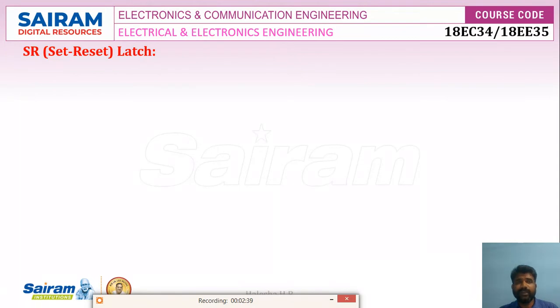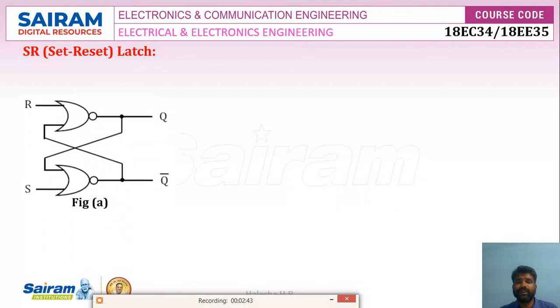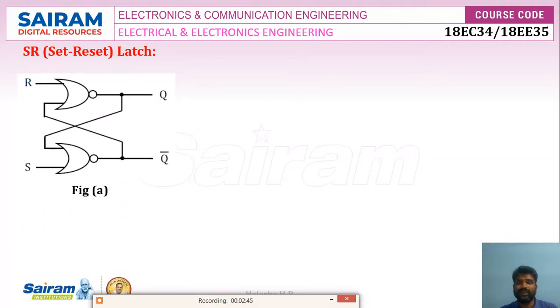Now let's see the SR latch, that means the set reset latch. It consists of cross-coupled NOR gates. This is the circuit diagram. Remember here, R corresponds to the Q output and S corresponds to the Q bar output.